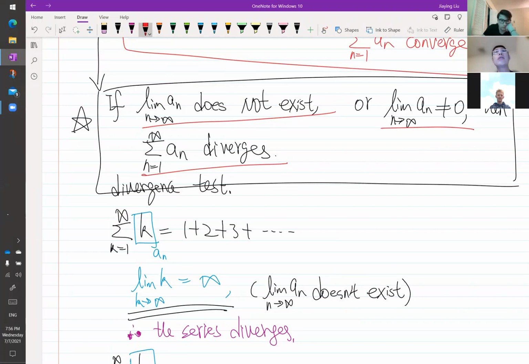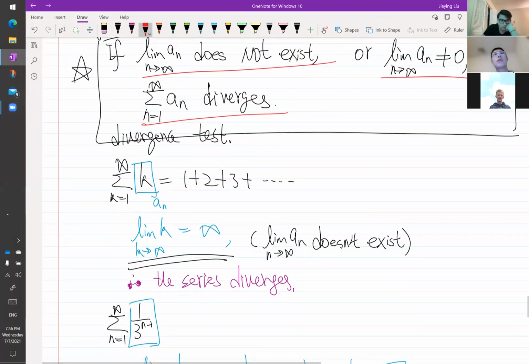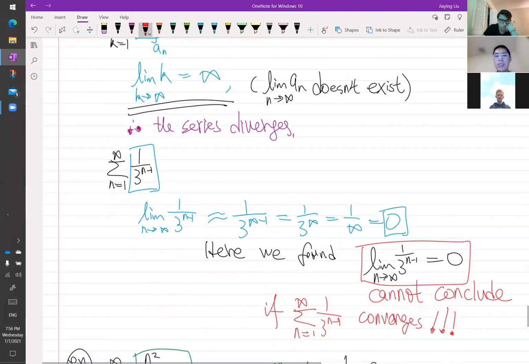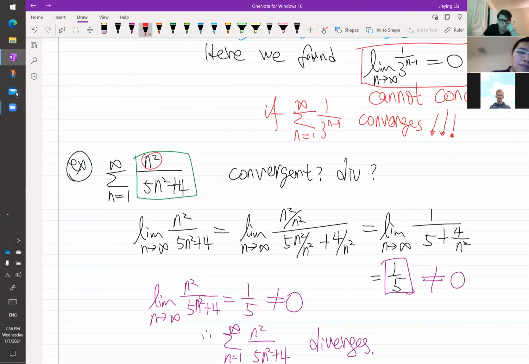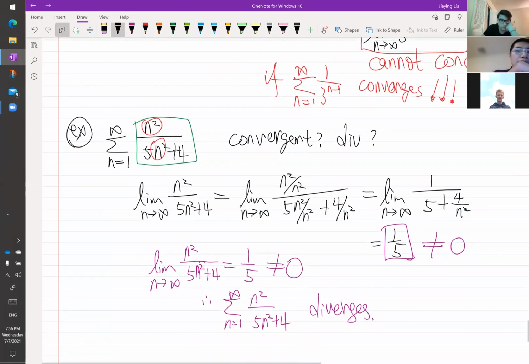Okay, so that was the end. Let me answer a question. How do you know when to divide by the highest power in the denominator? I always divide by the highest power from both numerator and denominator. So here I have n squared and n squared, so I divide by n squared. But if you have, for example, n squared divided by n cubed, or n cubed divided by n squared plus 4, you divide by n cubed.